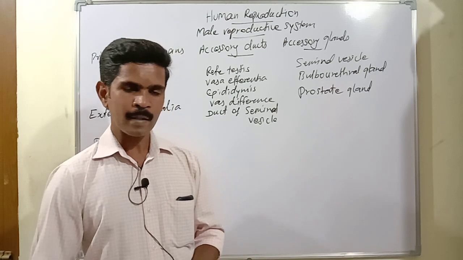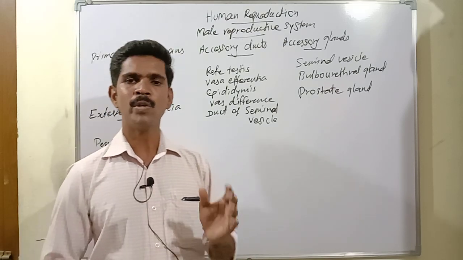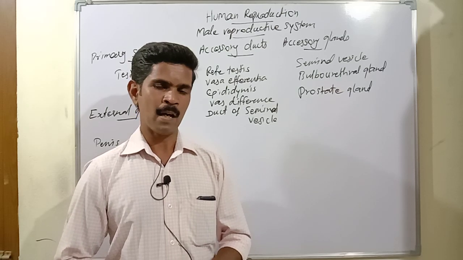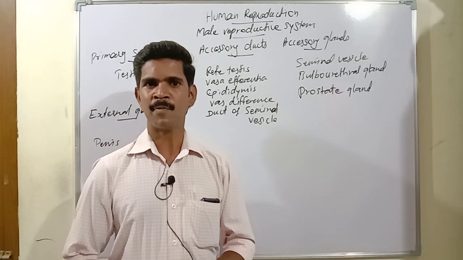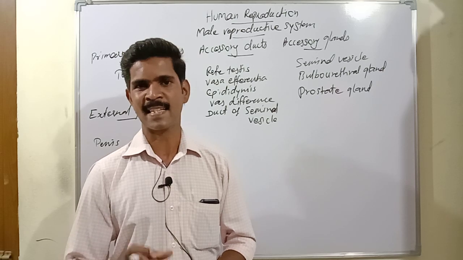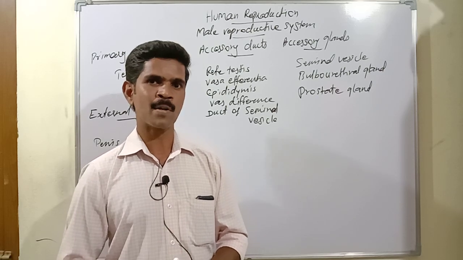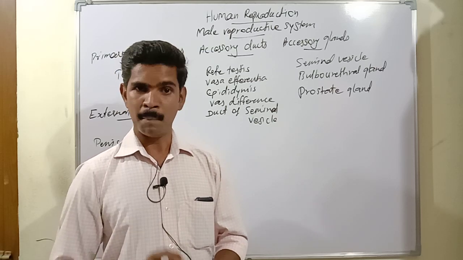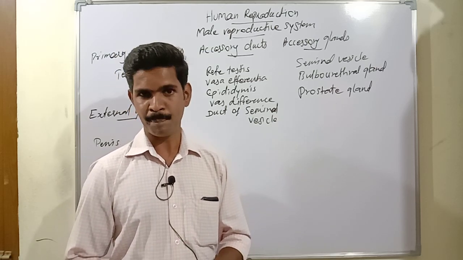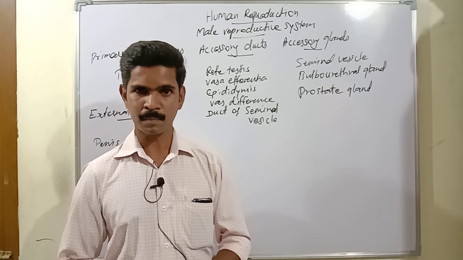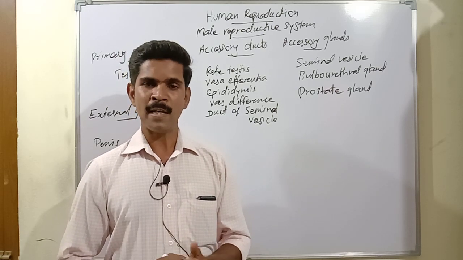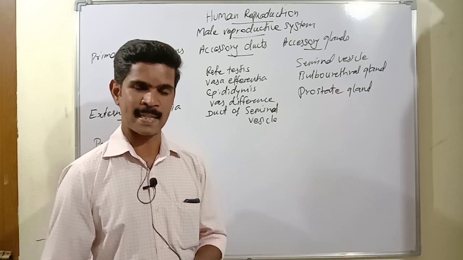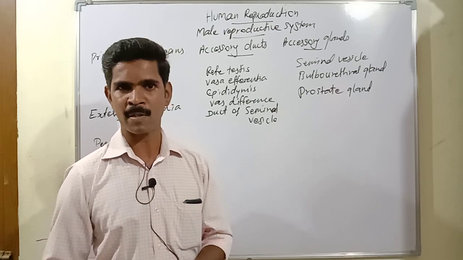Okay, our reproductive system performs two important functions in our body. The main function is that the male reproductive system is responsible for the production of the male sex cell. The male sex cell is called sperm, otherwise called spermatozoa. So the main function of the male reproductive system is production of the male sex cell, the sperm or spermatozoa.